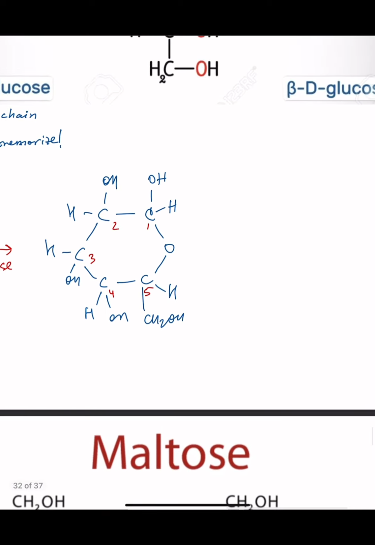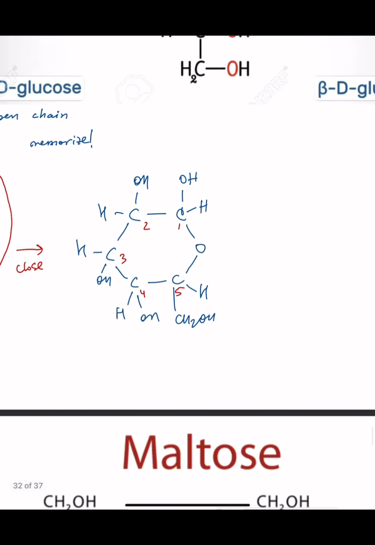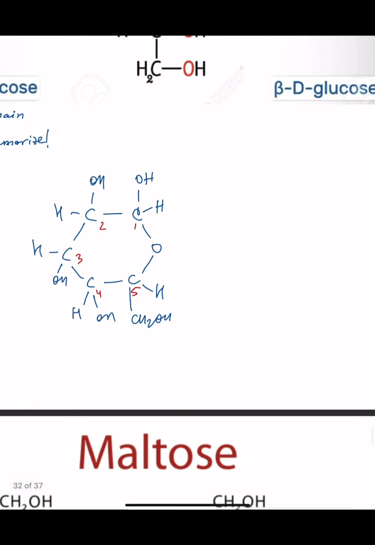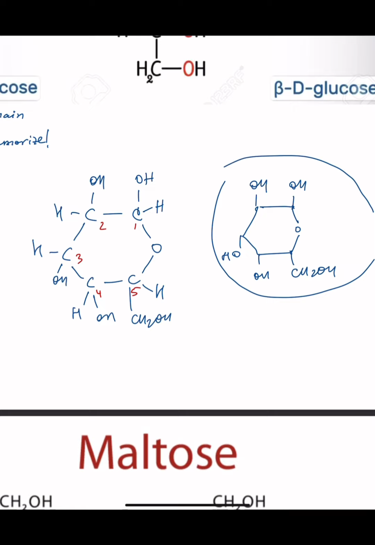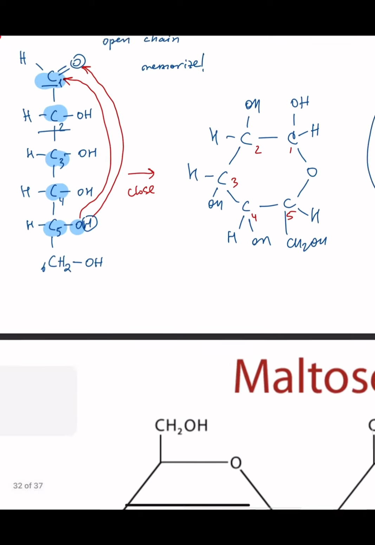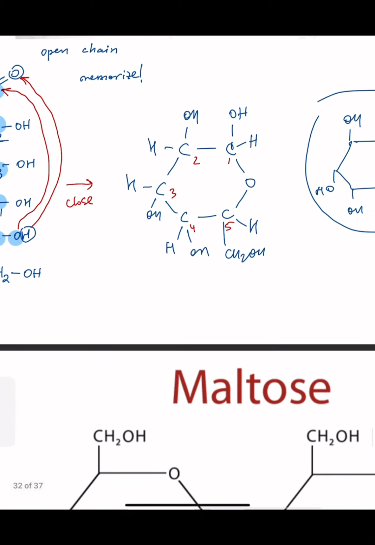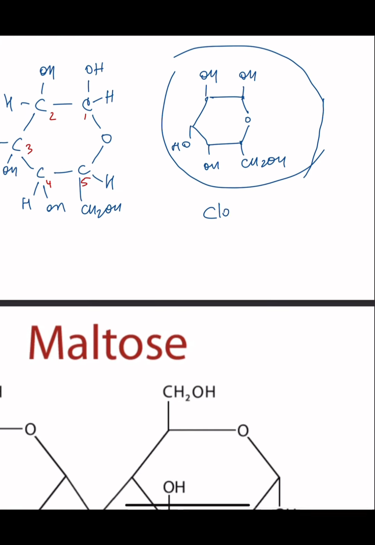Okay, so if you can't memorize, like if you don't know how to write the closed chain, I would recommend you to write the line diagram like this. And each one has here OH. Only one of them will have CH2OH. This is the closed chain. If you can't memorize this, you can use this shape. Okay, that's how you go from open chain to closed chain.